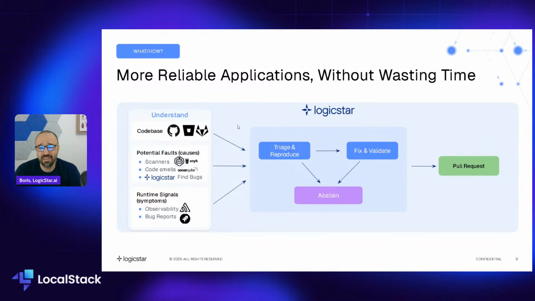What LogicStar does is correlate all of those points and, fully autonomously on the back end, pretty much while you're sleeping, as soon as something comes in from any of those signals, triage and reproduce those issues, and figure out if it's going to fix or validate it. And in any of the cases, if any of the gates fail, it will abstain and say, okay, I cannot help you with this.